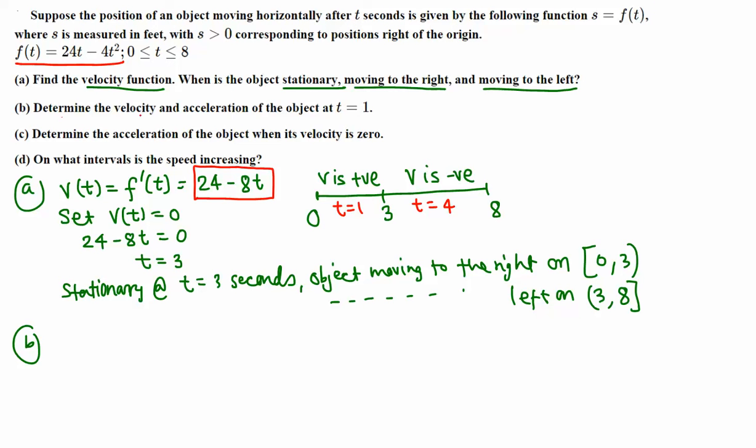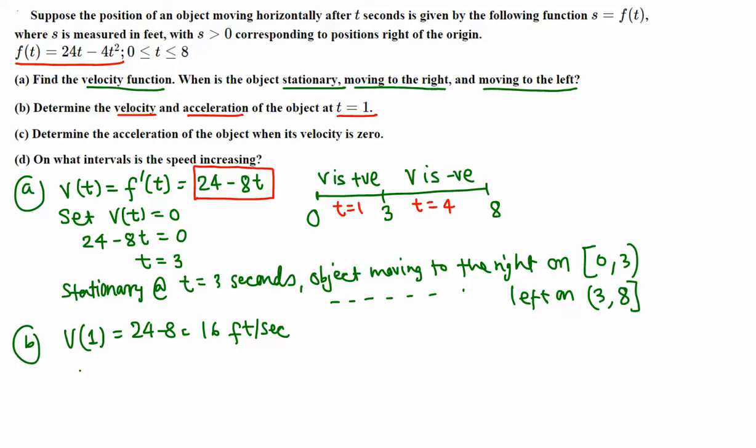We need to determine the velocity and acceleration at t equals 1. We already have the velocity function. All we have to do is plug in t equals 1. And by the way, acceleration is the rate of change of velocity, so we need to find the derivative of this velocity function and evaluate at t equals 1. So the velocity after 1 second is 24 minus 8 times 1, which is 16 feet per second. It's velocity, so feet per second.